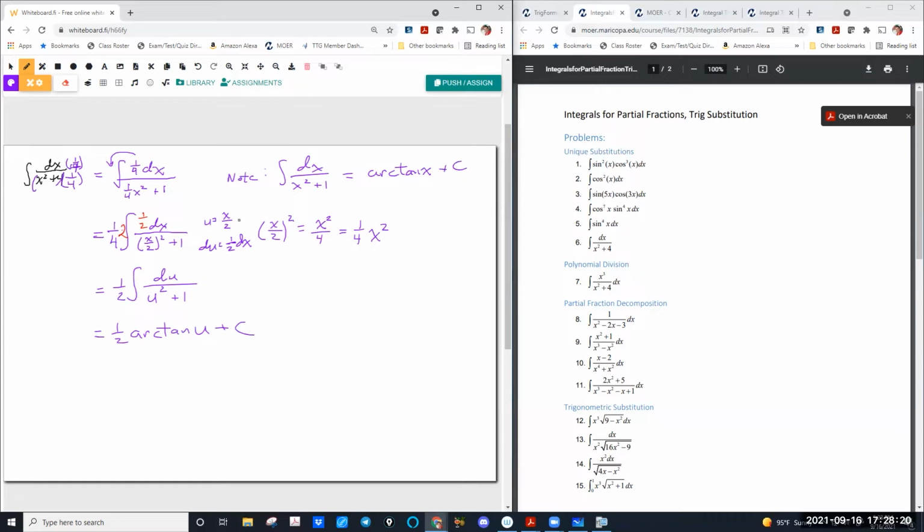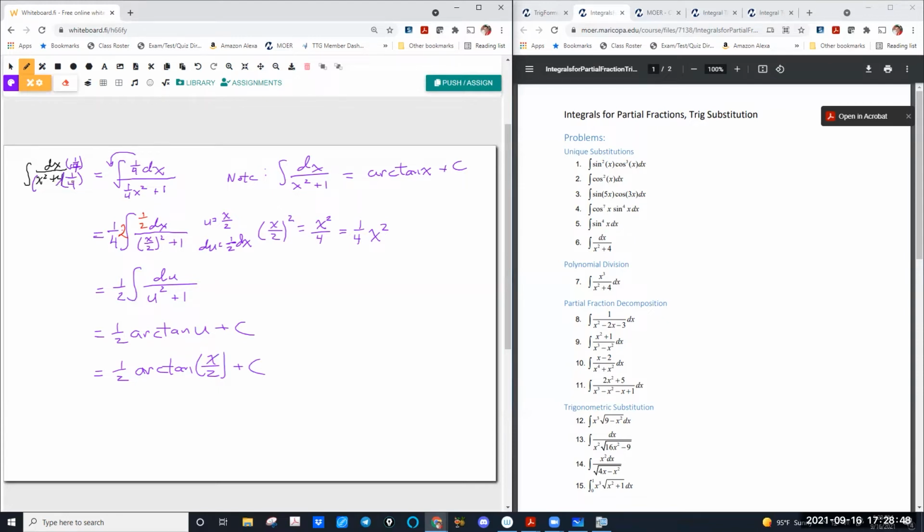And then I sub that. I let u equal x over 2. So 1/2 arctan of x over 2 plus c. And we have our antiderivative. It is not a coincidence that these are both 2's and that they are the square root of 4. Okay? That actually would happen no matter what this number is.